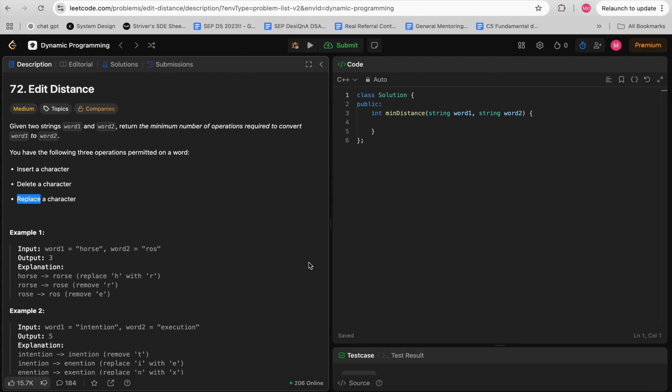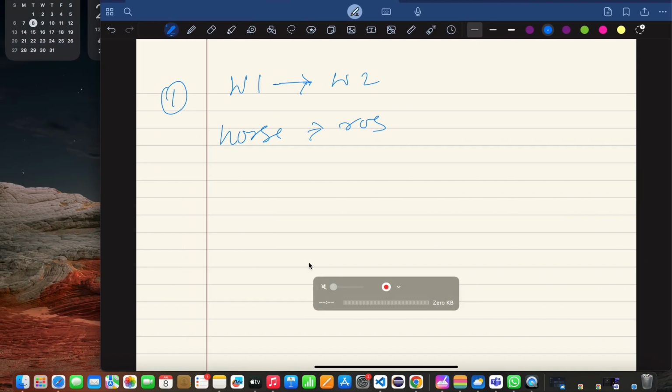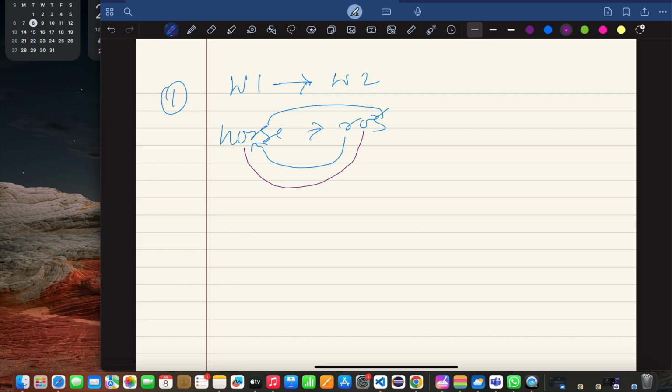My word1 is HORSE, and word2 is ROS. We have this string and this one. Two characters are common, O and S, and R and S. Apart from that, there are one or two characters that are not needed, so we can remove them. Let's suppose we are taking OS.